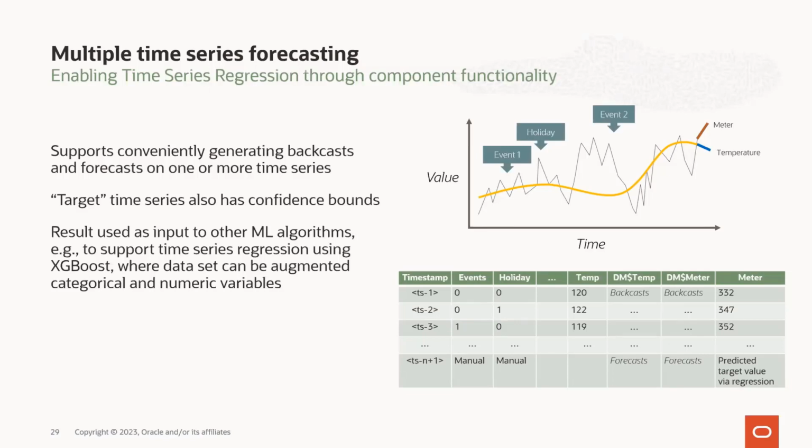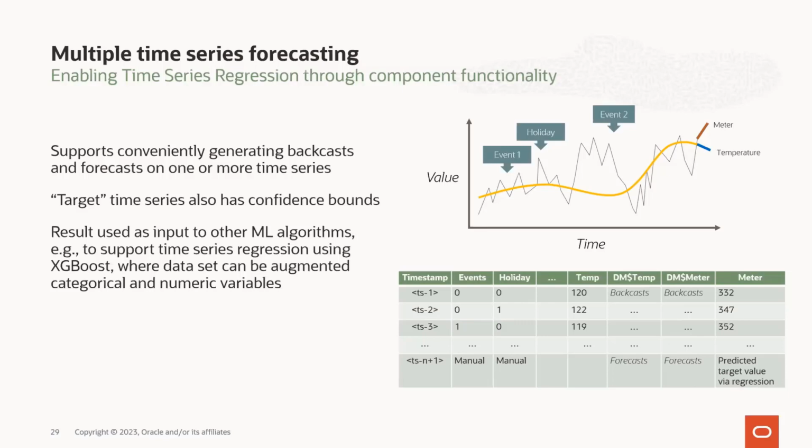Time series regression is a powerful technique that supports one or more time series as predictors, along with flag variables like holidays or events. In the example on the right, we show predicting a meter reading, where temperature is a predictor time series, and we combine this with other structured data. For example, flags for special events like promotions or holidays.